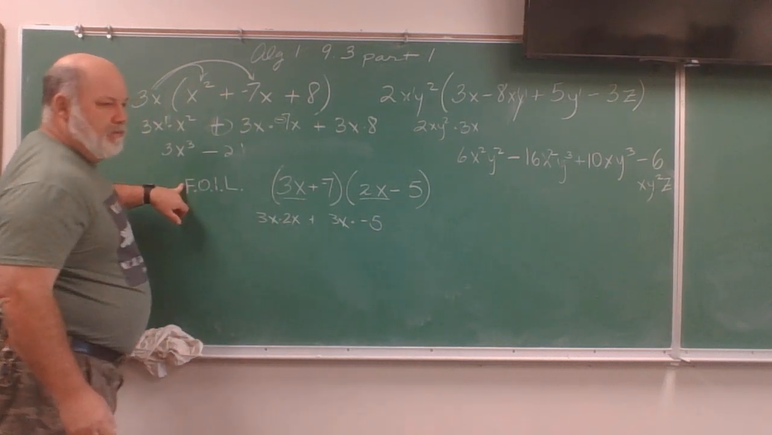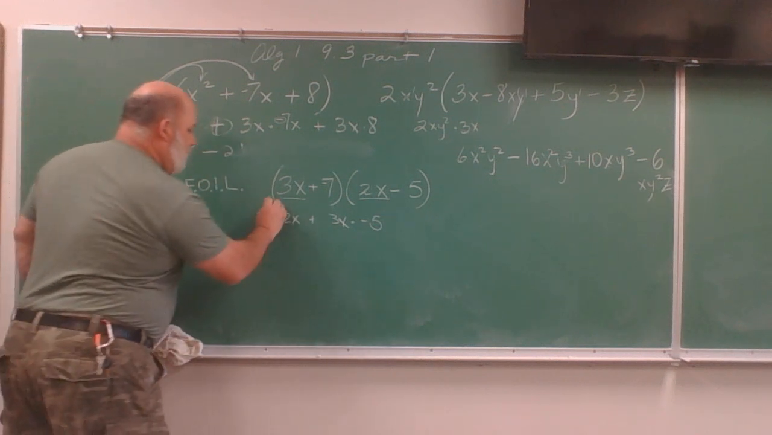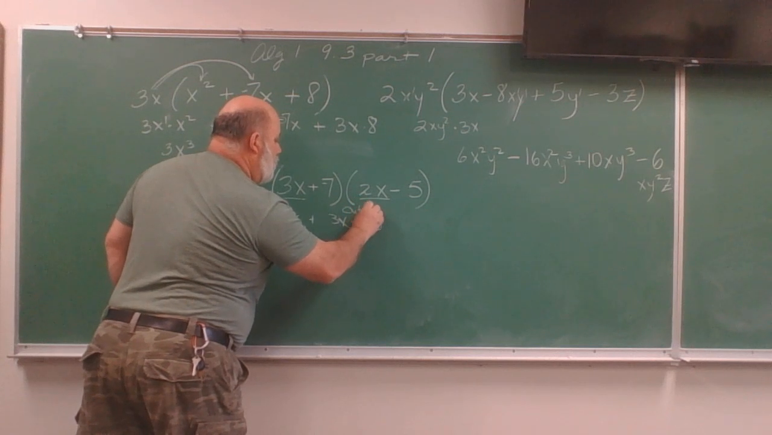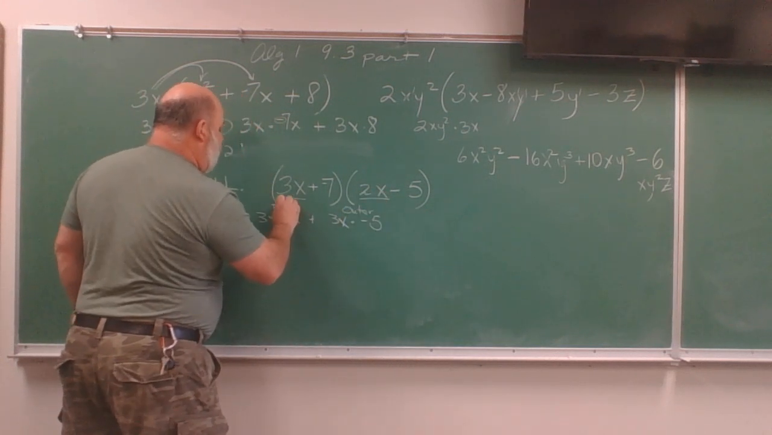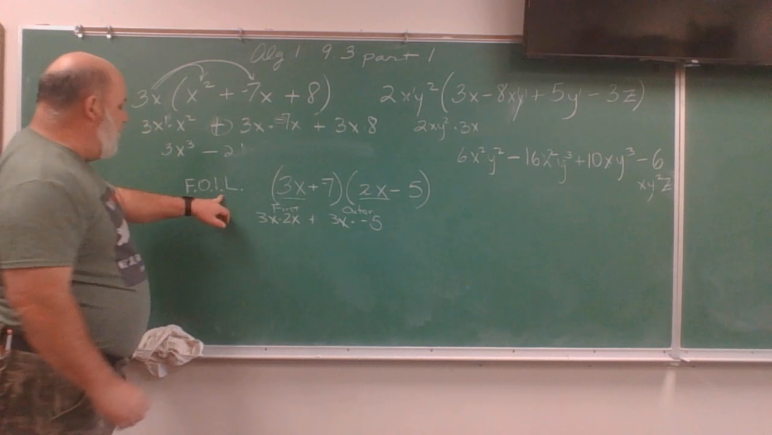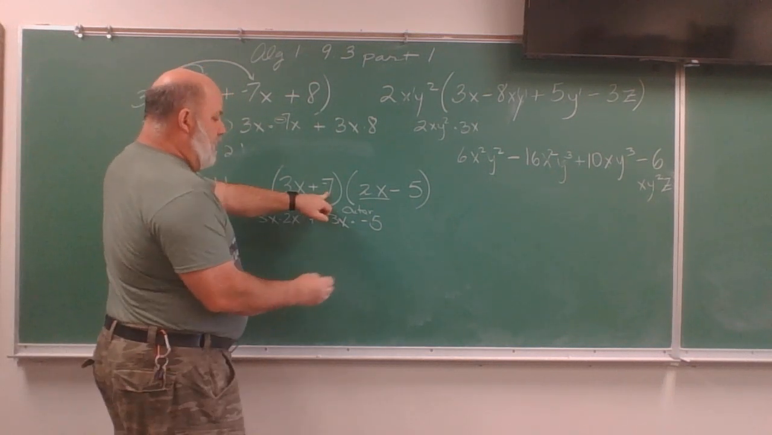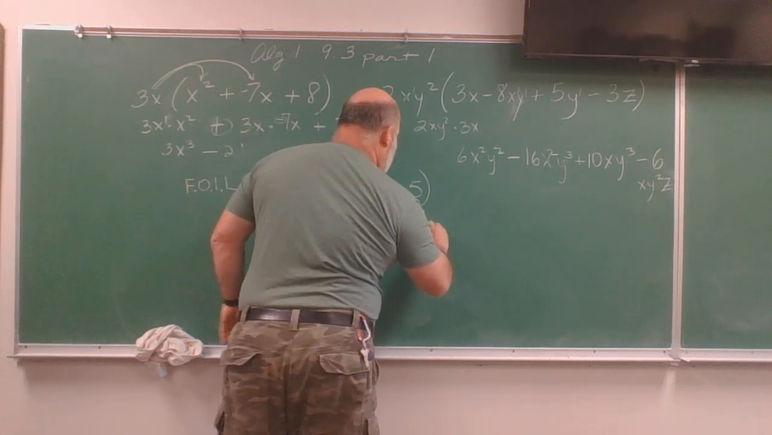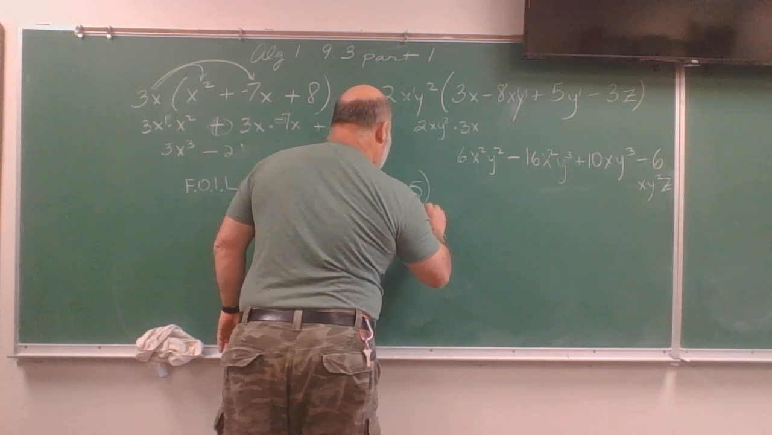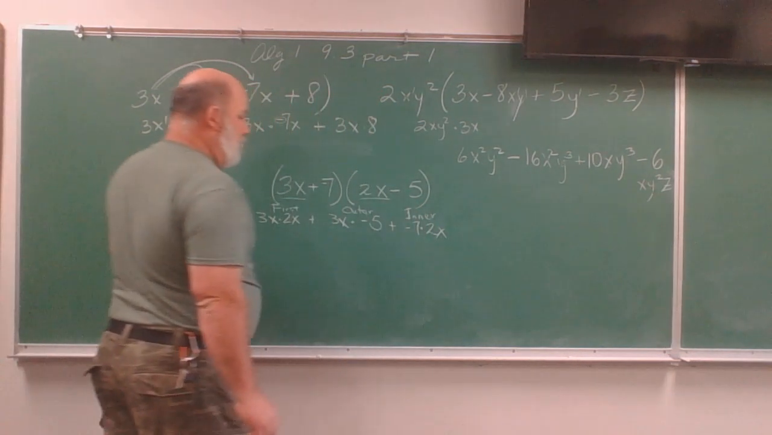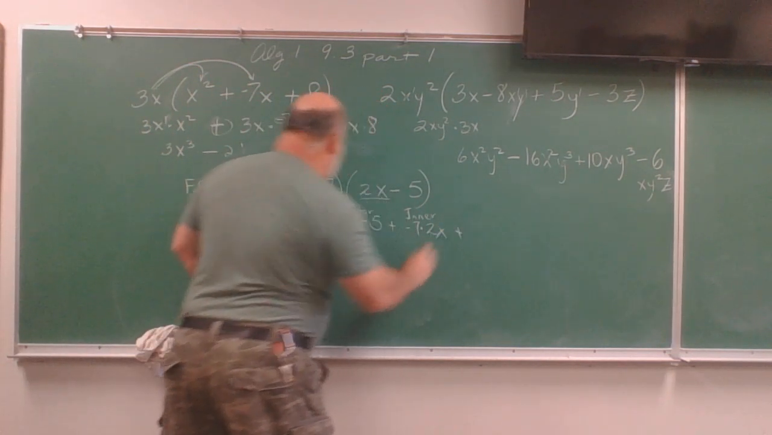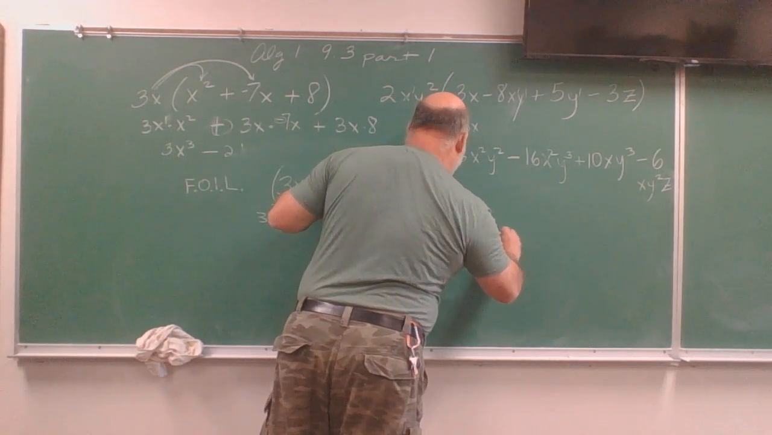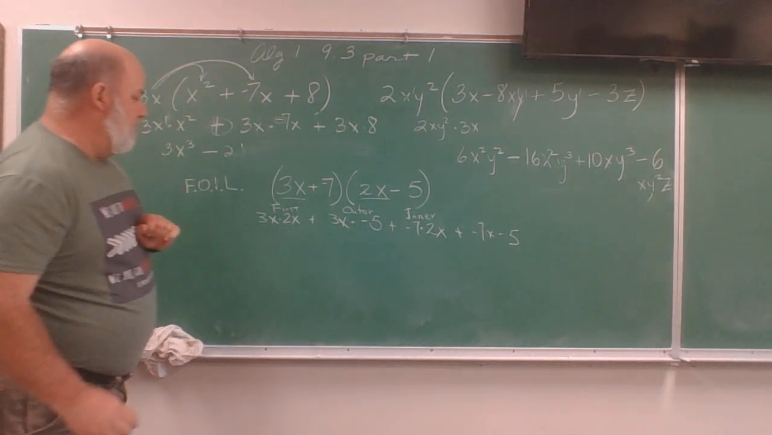Okay, I'll back up. Those were the first 2 numbers. This is the first numbers. These are the outer numbers. The 3x and the negative 5. Now for the I, we're going to do the inner numbers. I'm going to do plus negative 7 times 2x. Those are the inner numbers. And then for the last one, we're going to do the last numbers. Negative 7 times negative 5.